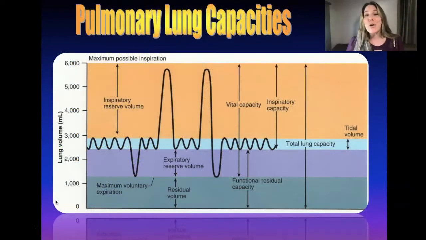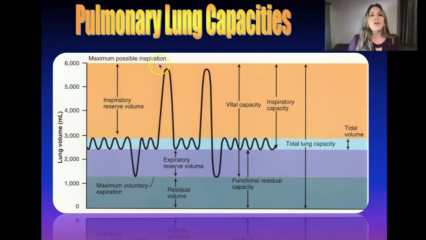Okay, so let's go over this graph one more time just to make sure everybody has it. This graph is important in respiratory physiology. It combines both pulmonary volume and pulmonary capacity on the same graph. So just remember, normal breathing, we're going to start right in the middle. This is our tidal volume, or TV. It's about 500 milliliters, half a liter.